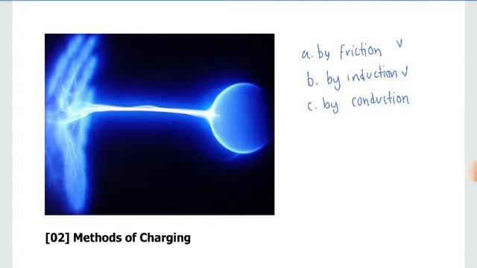And then letter C, charging by conduction, is somewhat similar to charging by induction. But in this case, merong contact yung dalawang object. When I say dalawang object, yung isa ay neutral and yung isa ay charged object. So let's talk about them in greater detail.